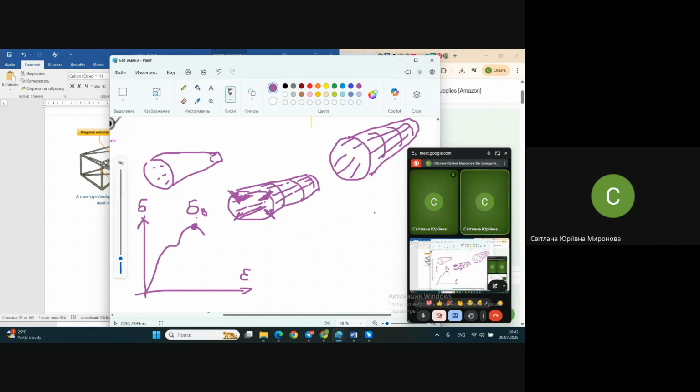I need to switch on the light. I cannot see anything at all.